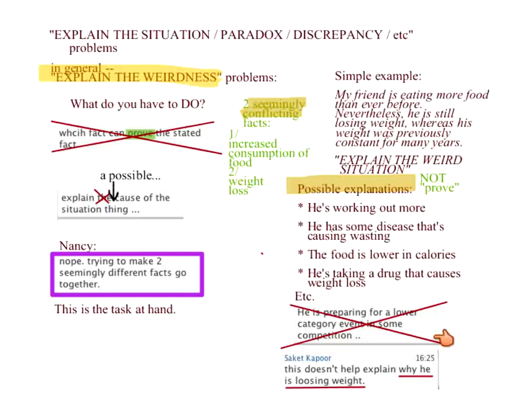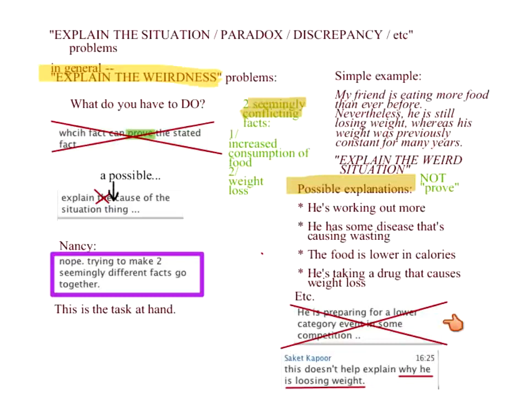That's the problem here. This might explain why my friend would want to lose weight, but it doesn't rectify the contradiction in the passage. So, smiley face if you understand that this does explain something, it's just not the something that we want to explain. Okay, smiley faces, cool.